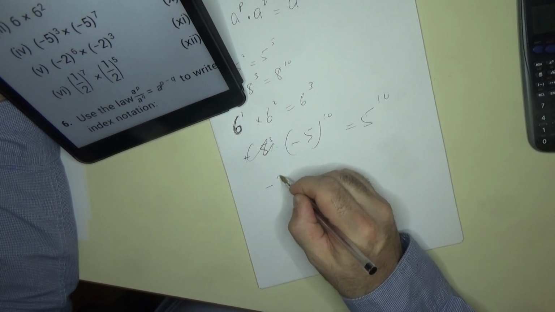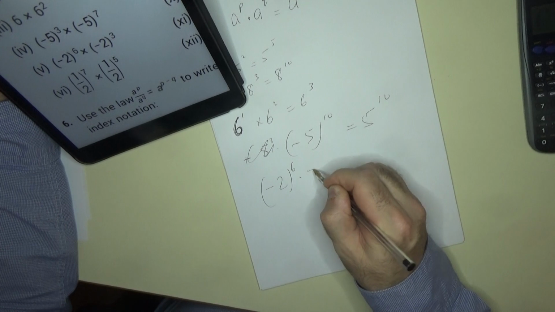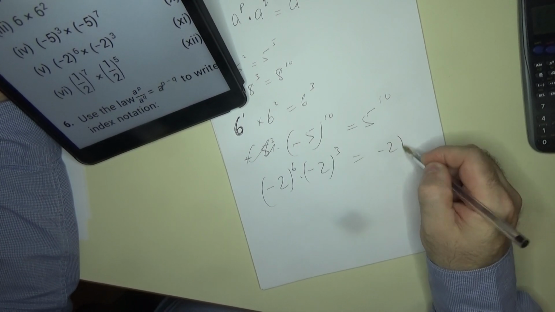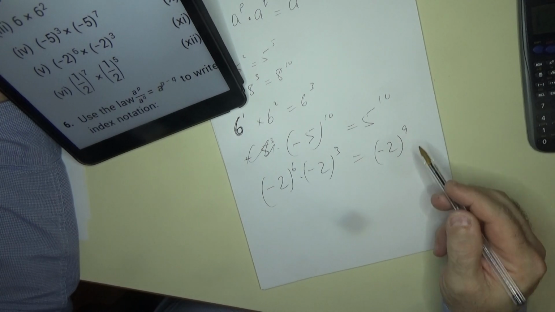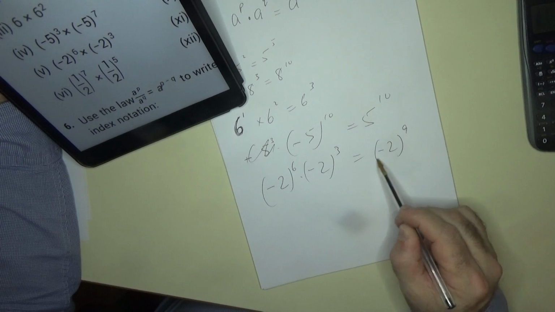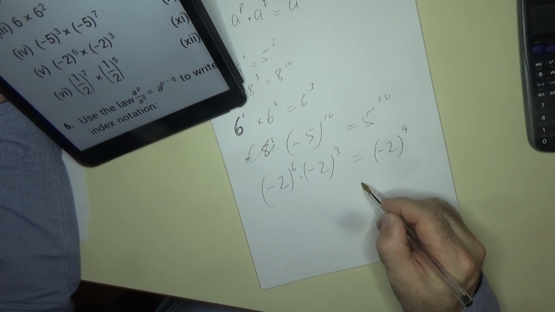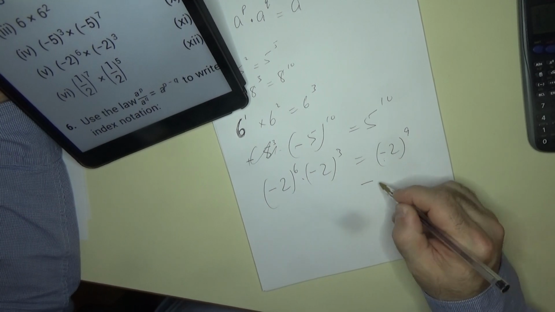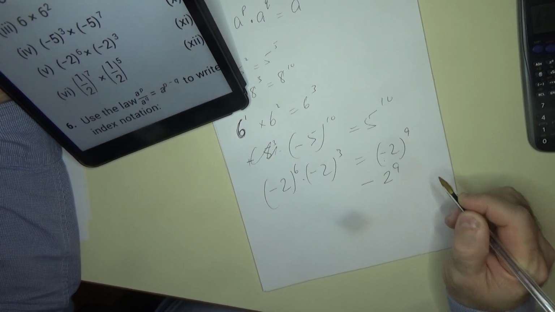Okay, now we've minus 2 to the power of 6 times minus 2 to the power of 3. So first things first, add the 6 and the 3, you get minus 2 to the power of 9. Now a negative to an odd power, the minus can be pulled away from the index. So you have minus 2 to the 9.